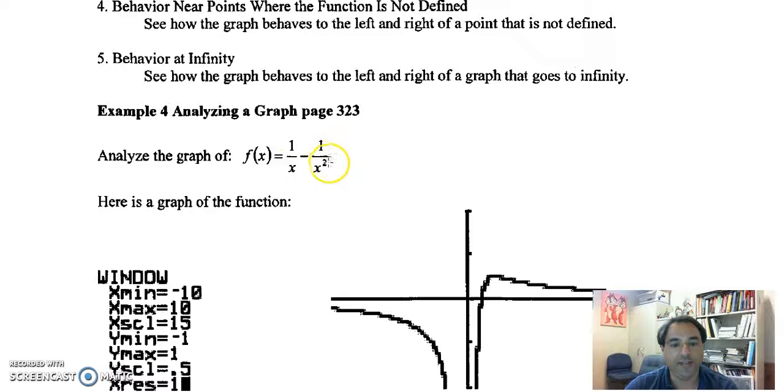okay, if I combine these, the denominator would be x squared. So this would stay the same, and this would be x squared. So we'd have to multiply the top and the bottom by x. So this would be x over x squared. So we'd have x minus 1 over x squared if I combine the two. Bottom line is we have an x to the first power over x squared.